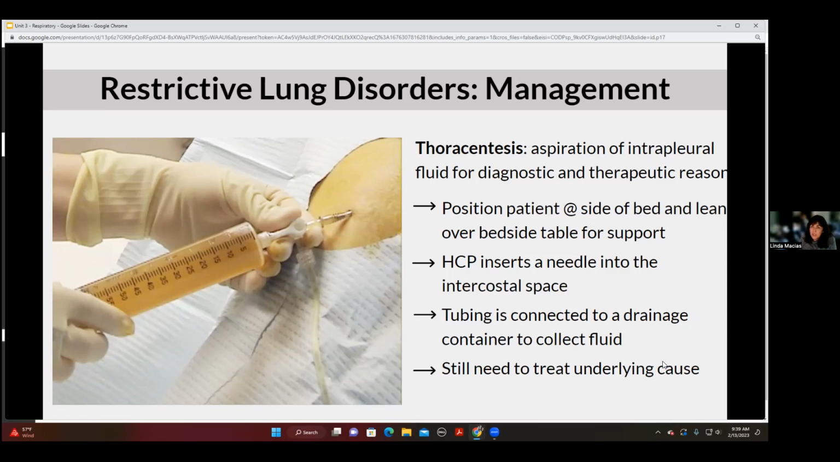So position the patient on the side of the bed, they lean over that table like this, like when you're doing a chest tube insertion. Healthcare provider inserts a needle. It's better that the patient doesn't see the needle because it's about 5-6 inches long. It's long. And it goes into the intercostal space. It pulls out that fluid, but it's something that you as the student or as a primary nurse can go in and assist with. And they welcome that.